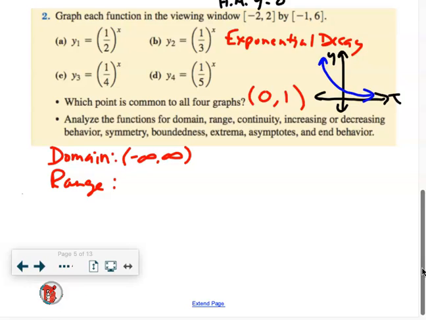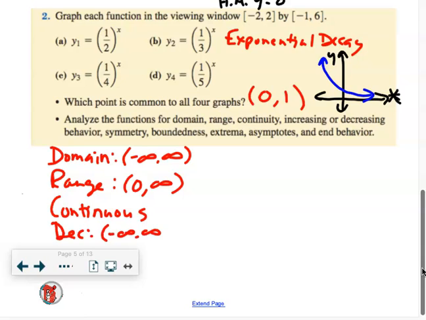Range. Well, again, we have to think about the fact that the x-axis here, that doesn't look much like an x anymore, the x-axis over there is going to be the asymptote. So we're going to be from 0 to infinity, and these are all with a positive a value because we had a 1 for a. It is continuous. We're not lifting up pen or pencil to draw that graph. And this one is decreasing over its domain. Symmetry, still none.